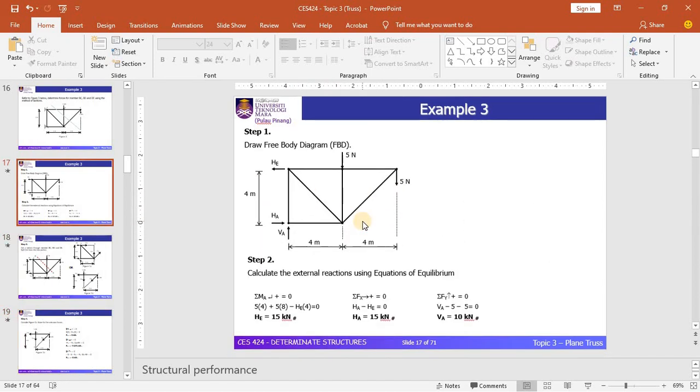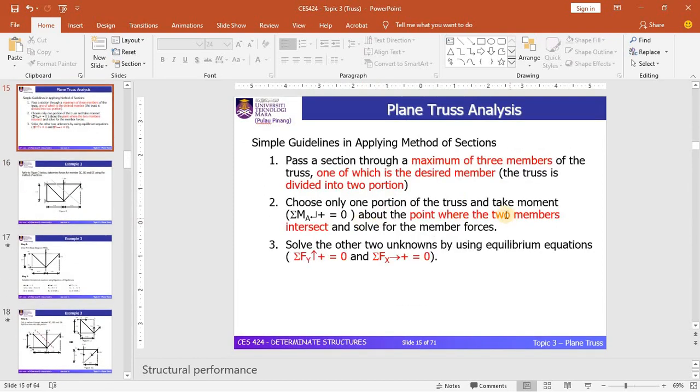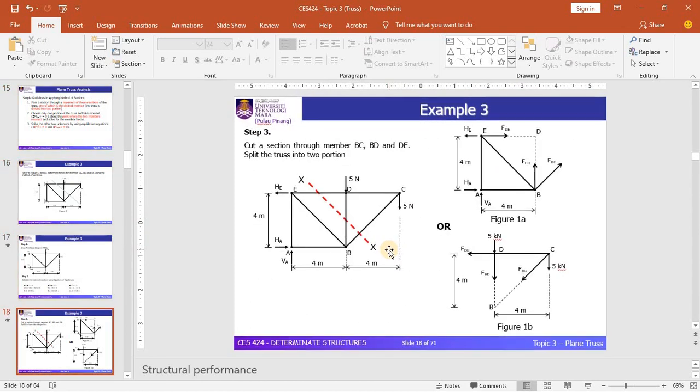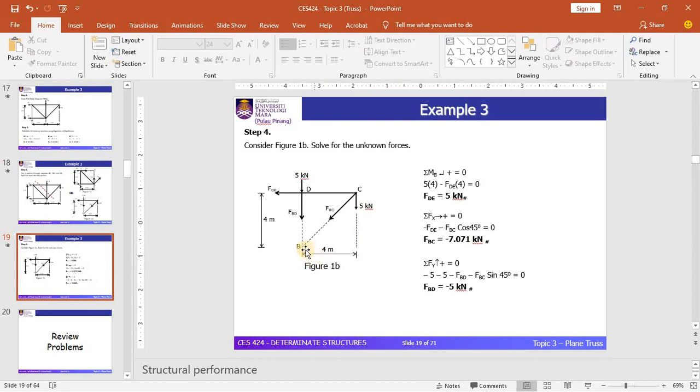Looking at the steps, you need to choose only one portion, which we have done, and you need to choose a point where two members intersect. The joint to choose here is joint B, where member FBD and member FBC intersect. By taking a moment about point B, we can solve for FDE, because the other members are eliminated in this equation. So FDE is equal to 5 kN.